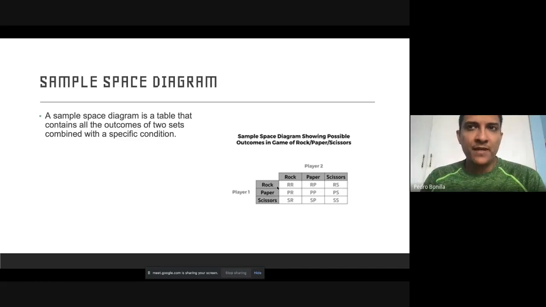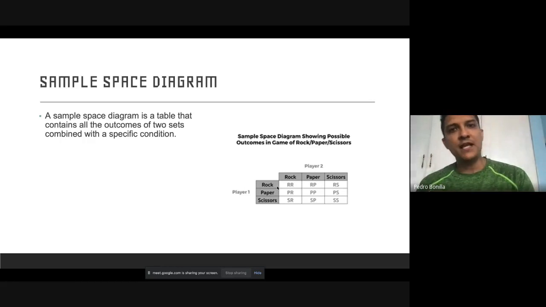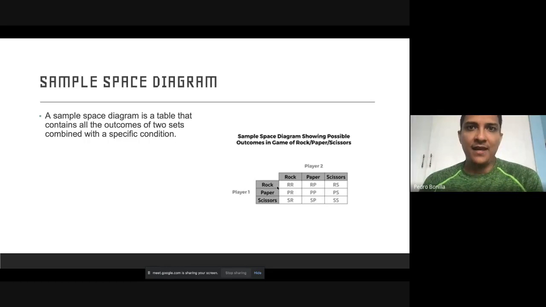Okay, so a sample space diagram is basically a matrix. When we say a matrix, it has columns and it has rows. Those columns and rows are established due to the number of possible outcomes each of the events have.